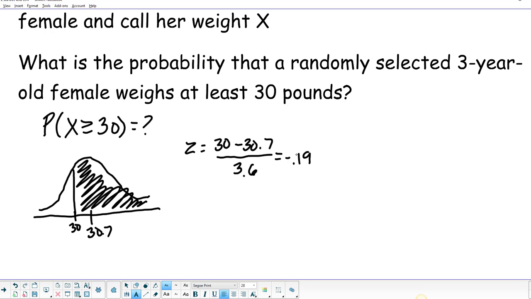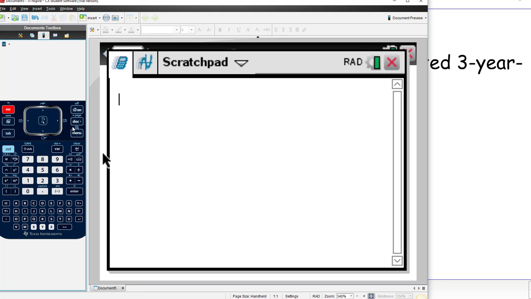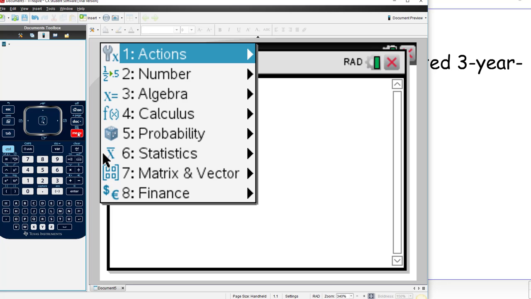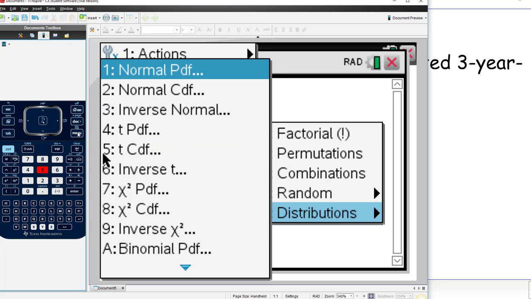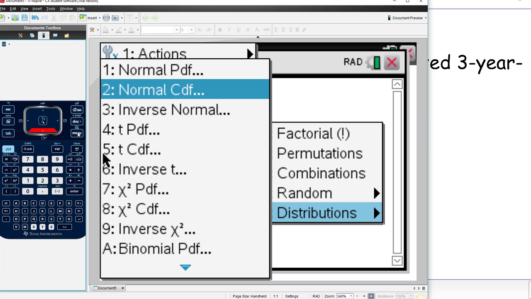So let's turn on our calculators again. You can open up a Scratchpad and go into our menu. Since we're talking about probability of a randomly selected individual, we want to go to option number 5, probability, and we want to go into distributions this time. In our distributions, we see this thing called normal PDF and CDF. Normal CDF is the option we can choose to look at the area in between two values.